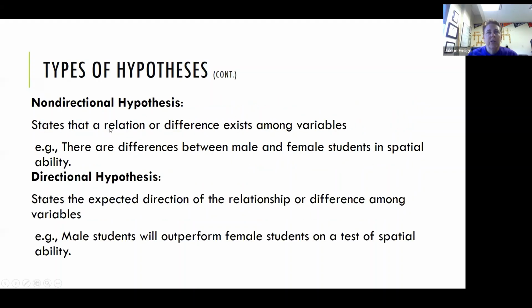A non-directional hypothesis is something that's very general, meaning it doesn't specify a relation or difference among the variables. For example, there are differences between male and female students in spatial ability. It doesn't say positive differences or negative differences, it just says there's differences. A directional hypothesis states the way we think things are going to happen. In this case, male students will outperform female students on a test of spatial ability. You can see the difference between the non-directional and directional hypothesis.